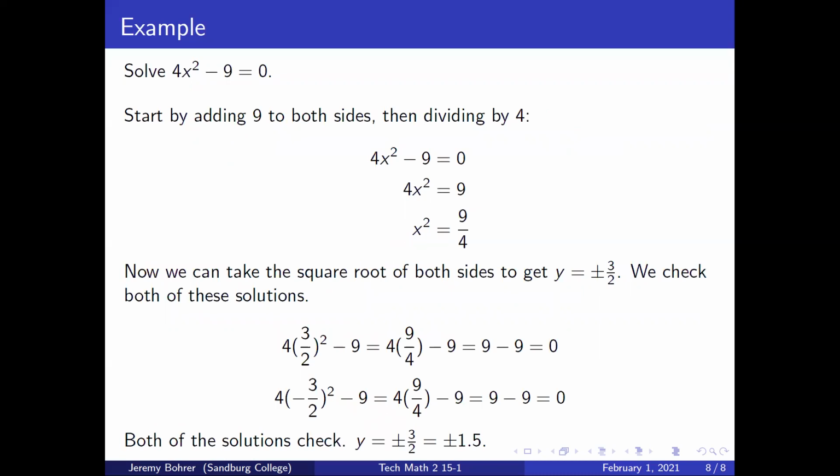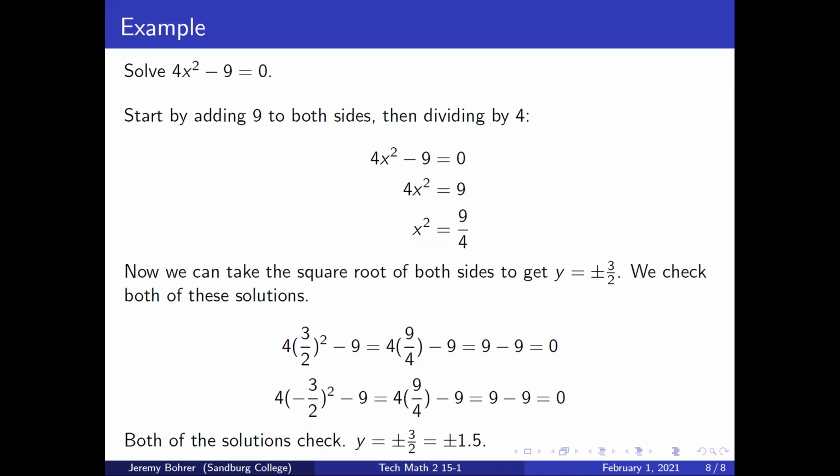Solve 4x squared minus 9 equals 0. We start by adding 9 to both sides, then dividing by 4. So 4x squared minus 9 equals 0. Then 4x squared equals 9. So x squared equals 9 divided by 4, or 9/4. Now we can take the square root of both sides to get x equals plus or minus 3/2.